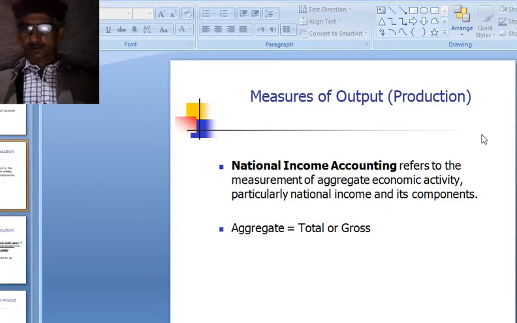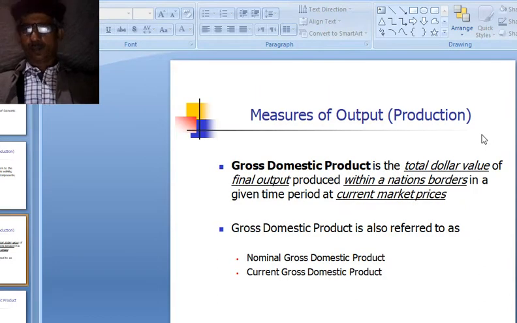So national income accounting is the method through which we maintain the records or measure the aggregate economic activity of any country. And that national income accounting is measured through gross domestic product. It's very famously known as the GDP.